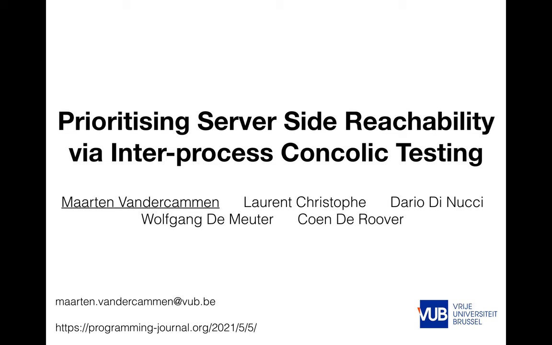Hello everyone, in this video I will present my paper titled Prioritising Server-Side Reachability via Inter-Process Concolic Testing, and as the name implies, I will show a new automated testing technique named Inter-Process Testing, which allows us to distinguish between server-side errors that are reachable and server-side errors that are not reachable in a given client-server configuration.